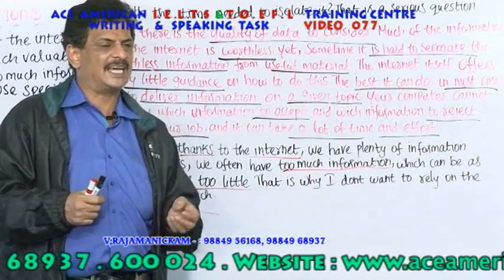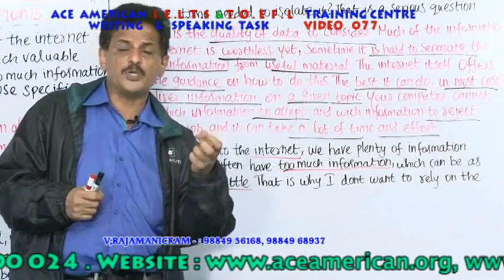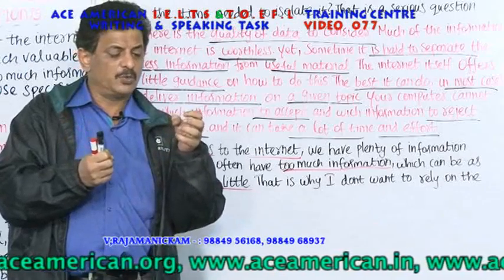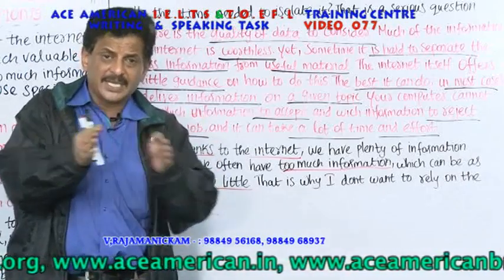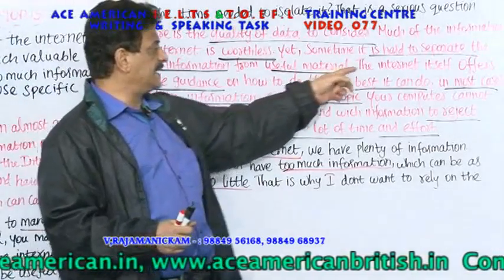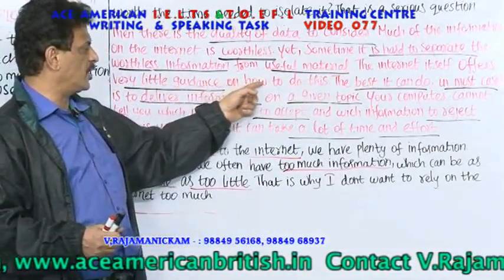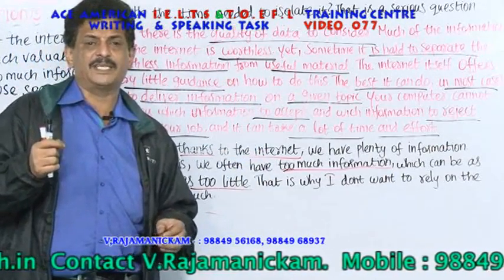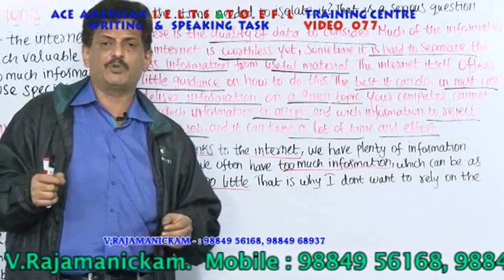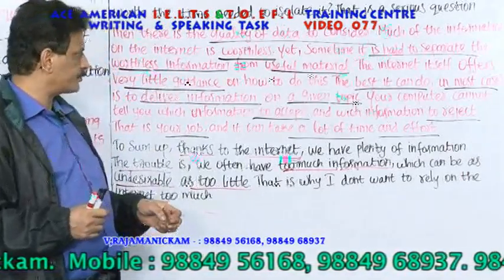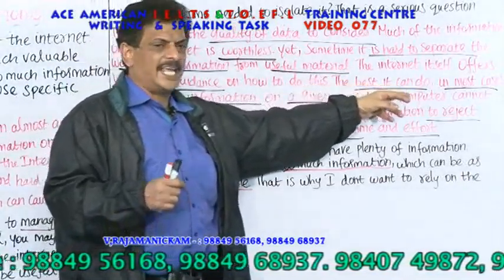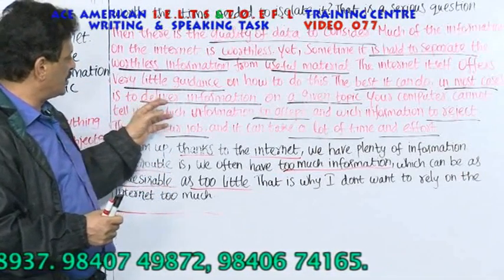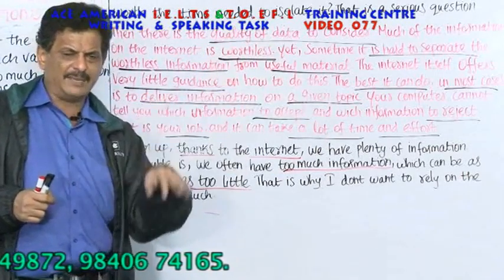Much of the information on the internet is worthless, இணையதளத்திலே வரக்கூடிய அநேக தகவல்கள் உபயோகமற்றதாக இருக்கிறது, சரியில்லாததாக இருக்கிறது. And sometimes, சில நேரங்களில், it is hard to separate the worthless information from useful material. கூகுளில் ஏதோ ஒன்றை பற்றி நீங்கள் அறிவதற்காக டைப் அடிக்கிறீர்கள், அதில் வரக்கூடிய தகவல்கள் சரியான தகவலா உண்மையான தகவலா என்பதை அறியாதவர்களாக இருக்கிறீர்கள். ஏனென்றால் அந்த தகவல்கள் சிலது உபயோகமற்ற தகவல்களாக இருக்கும். ஆக உபயோகமற்ற தகவல்களையும் உபயோகமுள்ள தகவல்களையும் உண்மை தகவல்களையும் பொய்யான தகவல்களையும் நீங்கள் முதலில் பிரிக்க வேண்டும்.